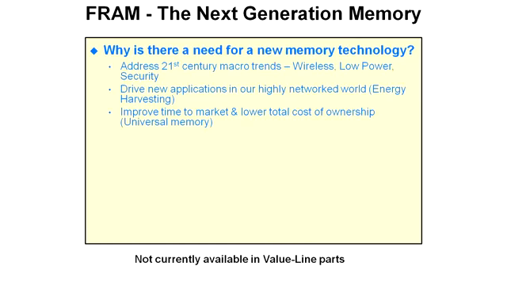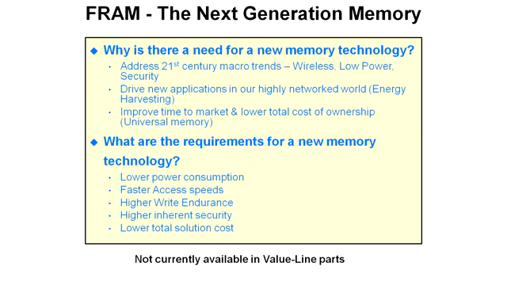In the 21st century, the things that we see happening are many things are going wireless, low power is a concern, security is a concern. We need to drive new applications into networking. Things like energy harvesting, for example, that are devices that are all networked to get together. We want to improve the time to market and lower the total cost of ownership by creating something like a universal memory. So what are the requirements for a new memory technology?